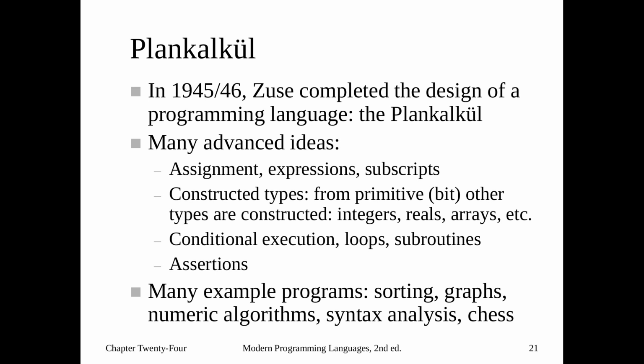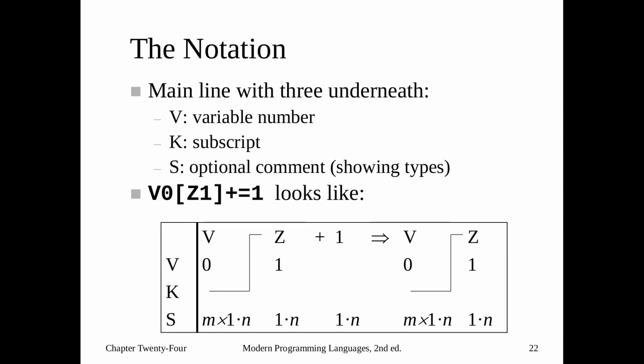And then with this language, he developed a number of example programs, including sorting, graphs, numeric algorithms, syntax analysis, and chess. All these things we expect to see with a fully fledged, developed programming language. And so this is kind of what it looked like. You had the statement line, the main line, and then you had three things underneath it which describe what was going on. You had V, the variable number, and then K, the subscript, if any. And then you had optional comments that describe the types of these different variables. So if we want to say V0 sub Z1 plus or equals 1, this is essentially what we get.